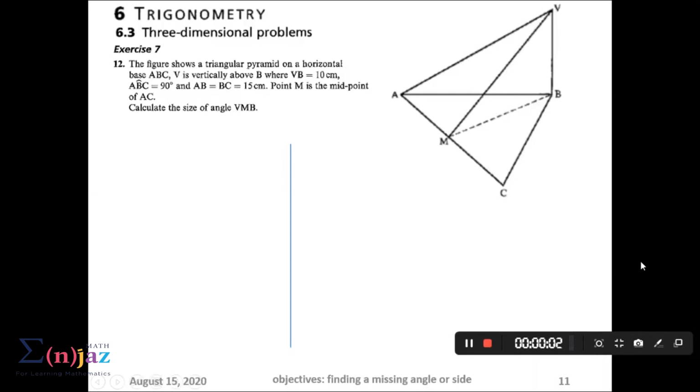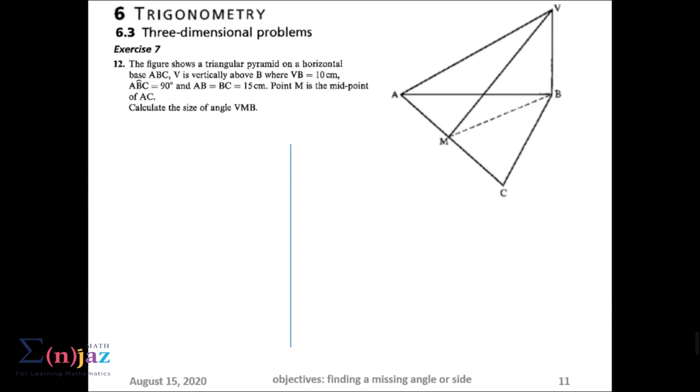Hi there. We are going to carry on with our lesson, which is solving three-dimensional problems using trigonometry rules. As you can see in this figure here, we have a triangular pyramid, and what's given to us in this question: the length of VB is 10 centimeters.